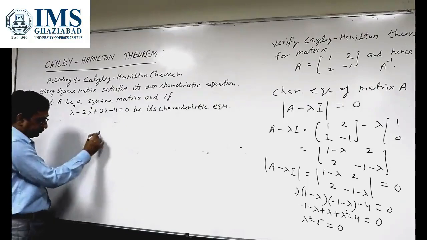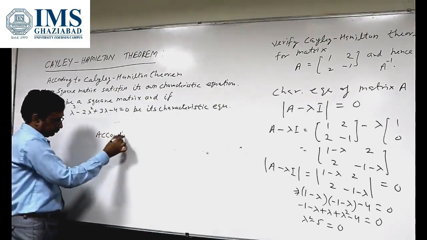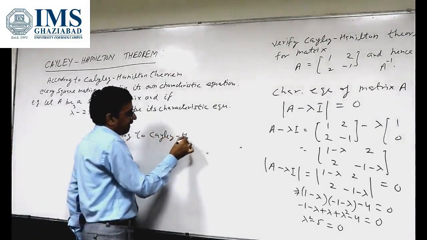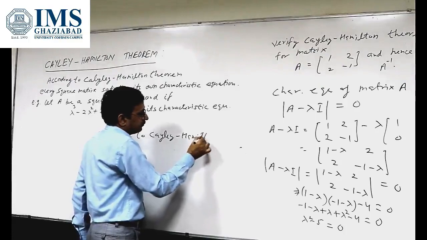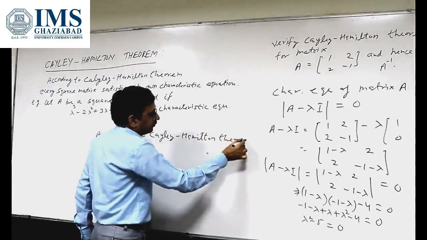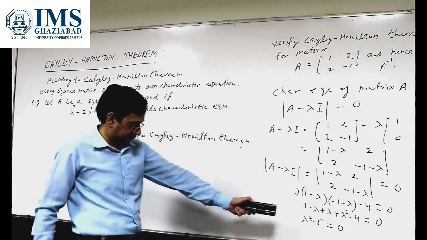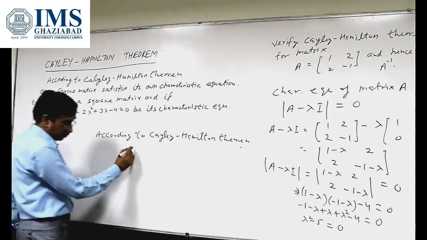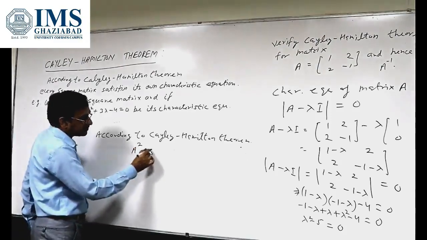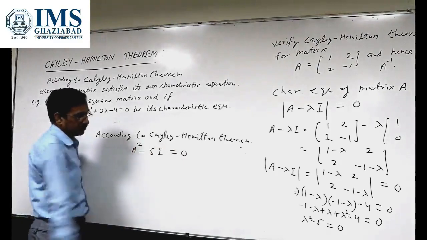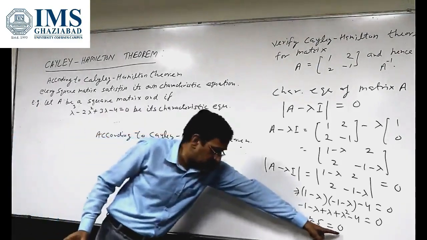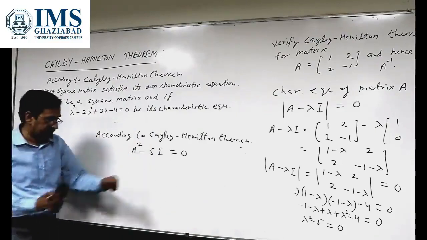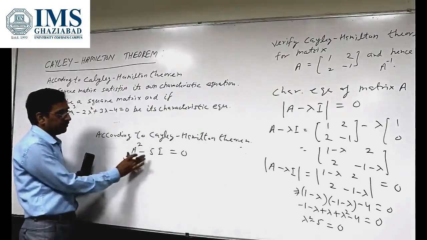According to the Cayley Hamilton theorem, this characteristic equation is satisfied by the matrix A. So A square minus 5I equals 0. Lambda square minus 5 equals 0 is satisfied by the matrix A, that is A square minus 5I equals 0. So we will prove this equation.